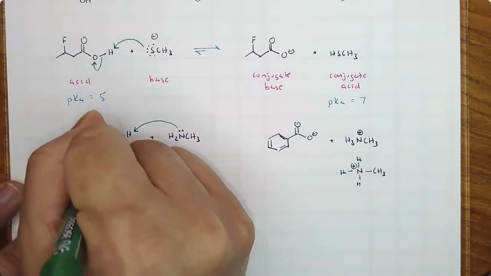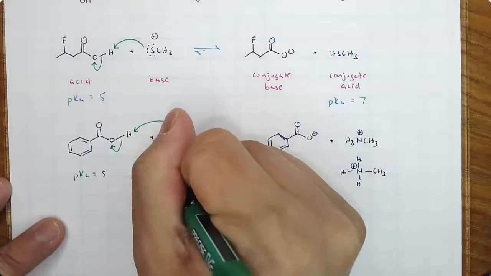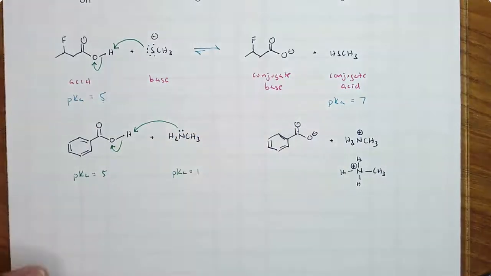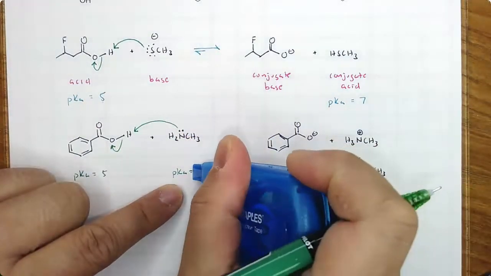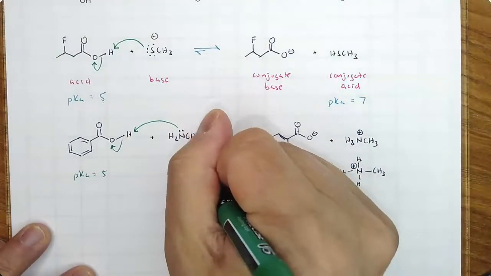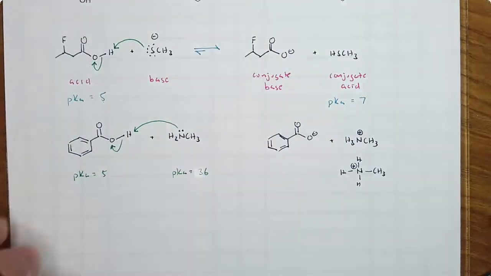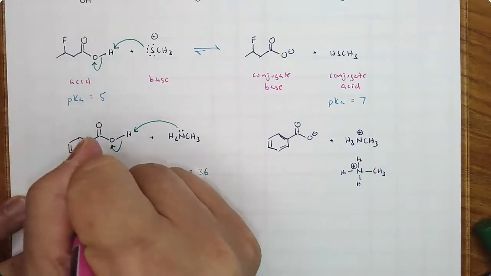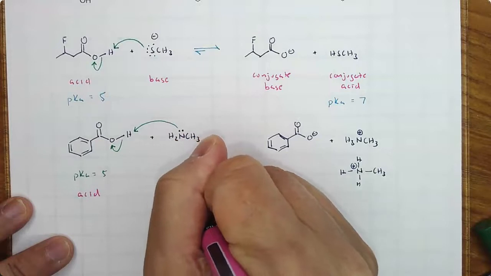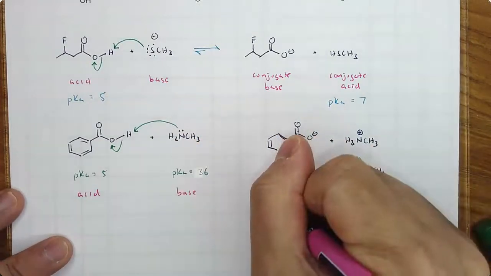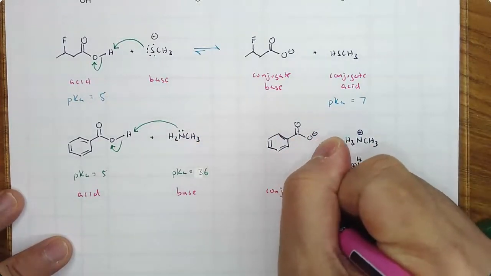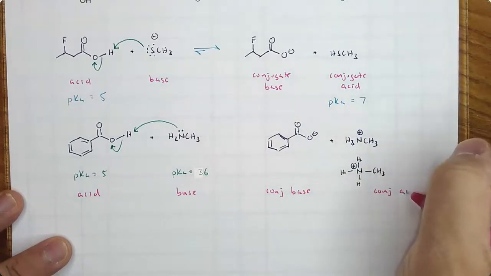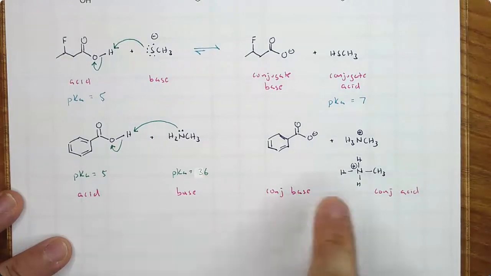So I did look up the pKa's. The pKa of this equals 5, as usual. Here the pKa equals 36. And at that point, I knew that this was the acid of the pair. So I'll put here acid. This is the base. This is the conjugate base. And this is the conjugate acid. The base becomes the conjugate acid.